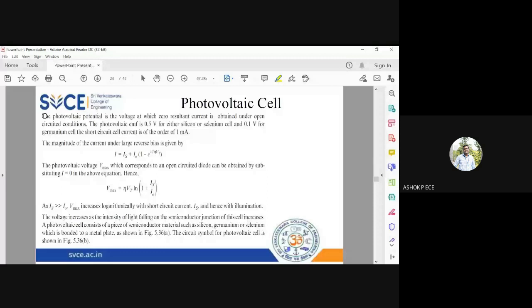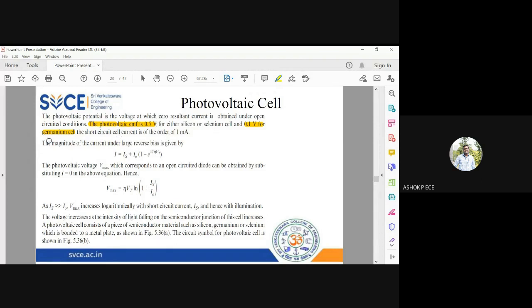So the photovoltaic EMF is 0.5 volt for a silicon or selenium cell and 0.1 volt for a germanium cell, and the short circuit current is in the order of 1 milliampere. So these are the parameters of a single photovoltaic cell. A single photovoltaic cell made up of silicon can generate 0.5 volt, or selenium can generate 0.5 volt, whereas it is 0.1 volt for germanium. So germanium generates a very small amount of voltage, whereas silicon generates 0.5 volt DC when the PN junction diode is illuminated with light.